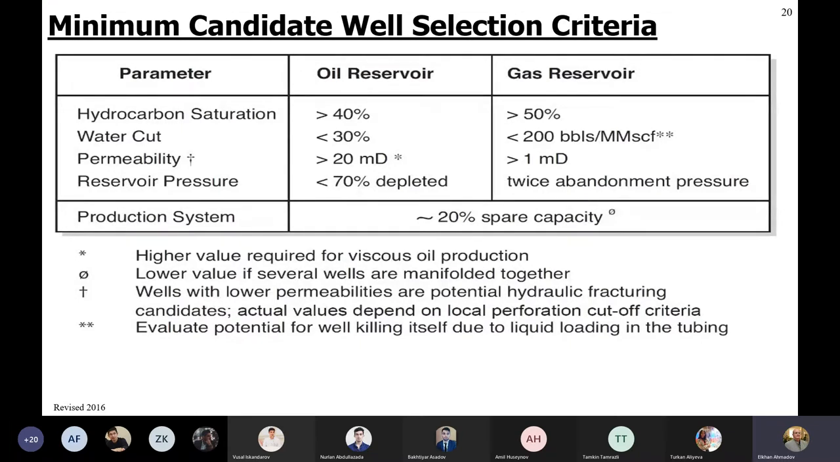Permeability here should be expected to be higher than some limits. Again, if it is too low for oil or gas reservoirs, then it might be better to consider other stimulation methods like potential hydraulic fracturing, which is more efficient in terms of increasing permeability and connectivity with the reservoir. And the production system has to be capable to handle the incremental oil that we plan, or unplanned unexpected incremental oil, from the reservoir.